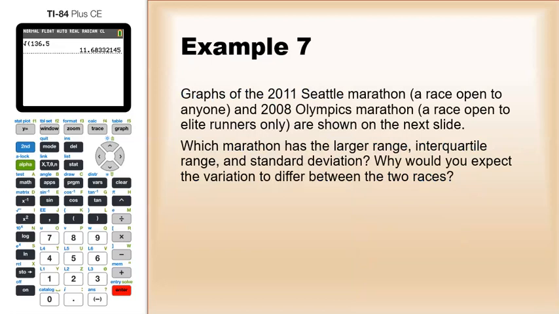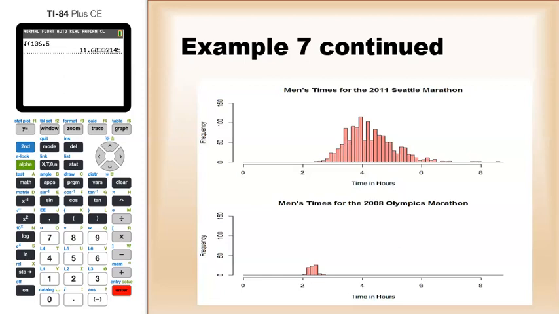Now, graphically, you see the graphs of the 2011 Seattle Marathon and the 2008 Olympics Marathon shown in the next slide. Now the question is, which one has the larger range, interquartile range, and standard deviation? And why would you expect this? Well, here they are. Should be pretty clear. There's much more variation in the Seattle Marathon.